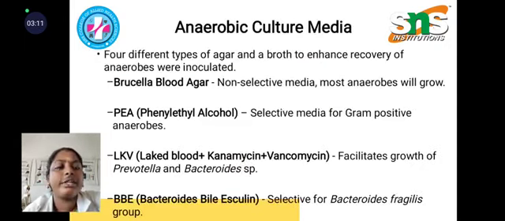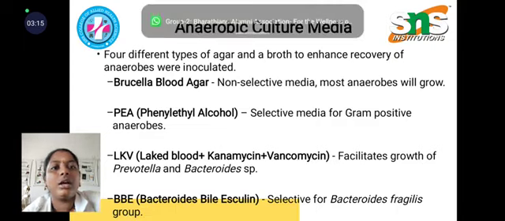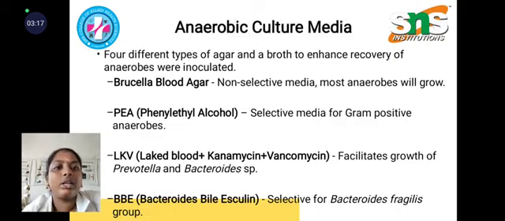Four different types of agar were used. One is Brucella blood agar, another is phenyl ethyl alcohol, another is LKV, that is laked blood with the antibiotics kanamycin and vancomycin, and BBE, the Bacteroides bile esculin. So these four types of agars were used.